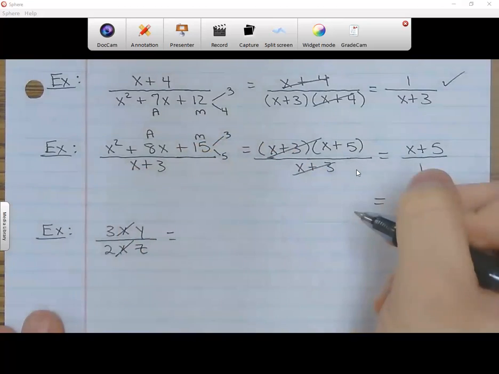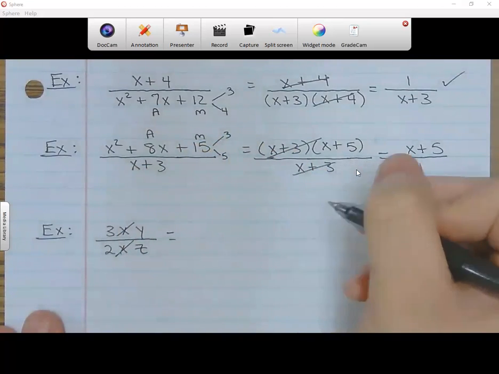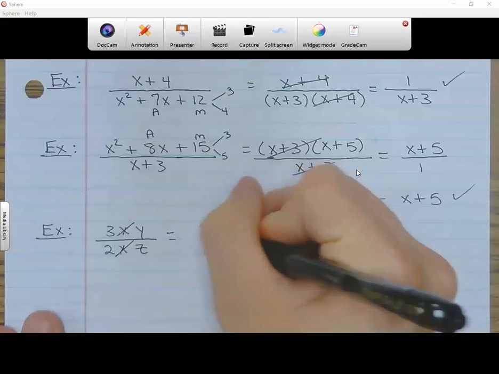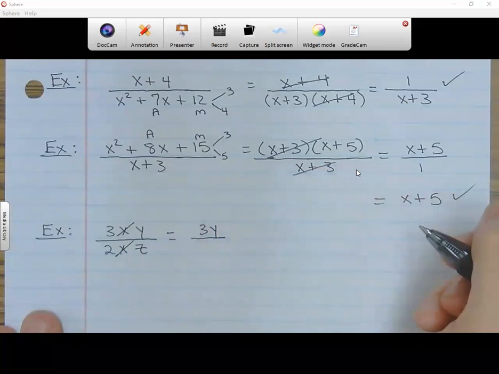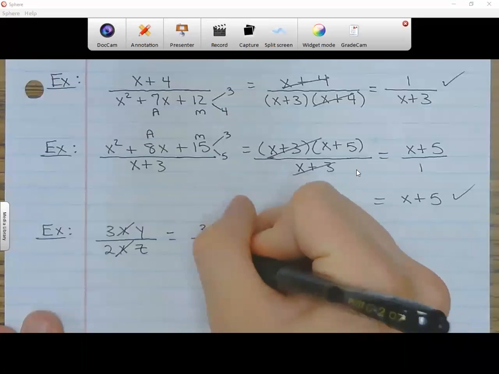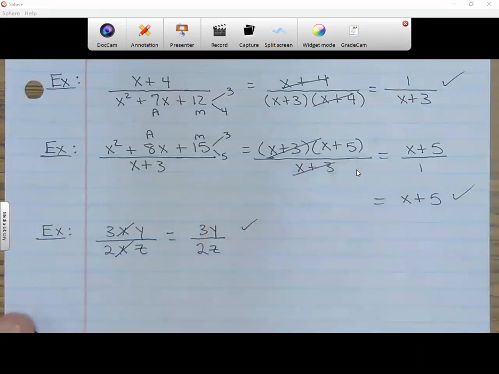And then what am I left with at the top? Just the 3y. And what am I left with at the bottom? The 2z. So that's it. That's as simplest as I can get it. And notice the 3 and the 2 have no factors in common, so I can't really cancel out the 3 and the 2. It's kind of hard to do that without writing it as a decimal, so I'm just going to leave it the way it is. 3 over 2.